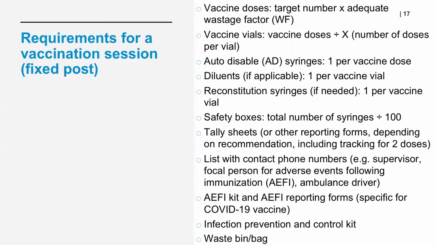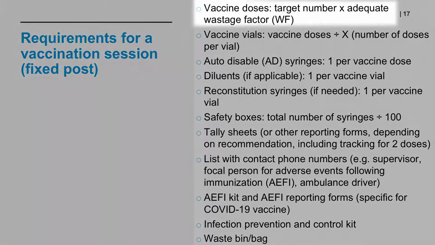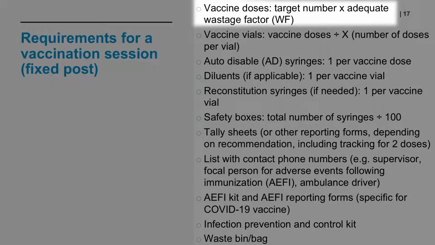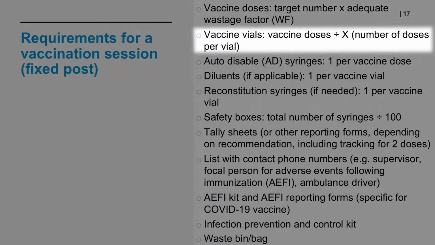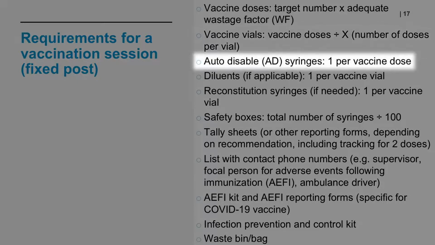Let us now look at the requirements for vaccination sessions in fixed posts. The main items include vaccine doses, which should be calculated based on target number, multiplied by adequate wastage factors. Next, the number of vaccine vials needs to be calculated, and this is done by dividing the vaccine doses needed with the number of doses per vial.